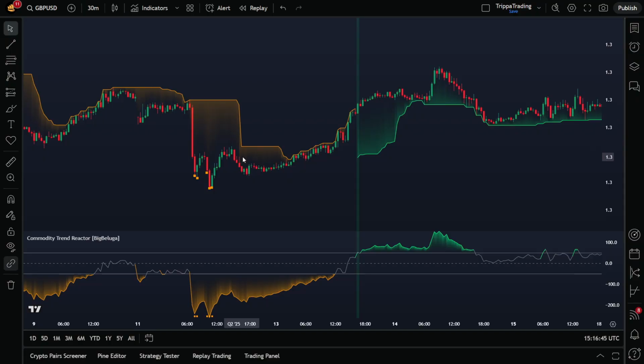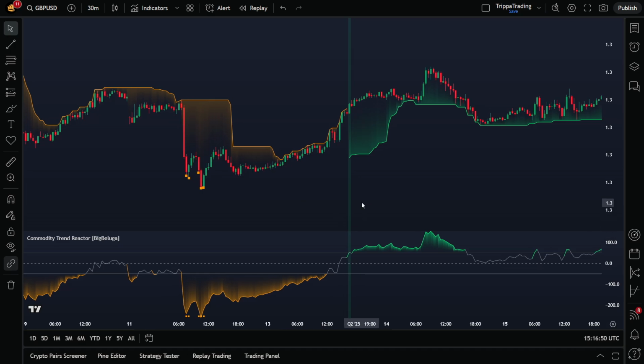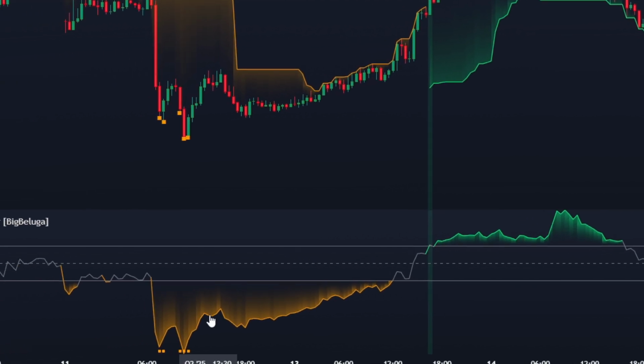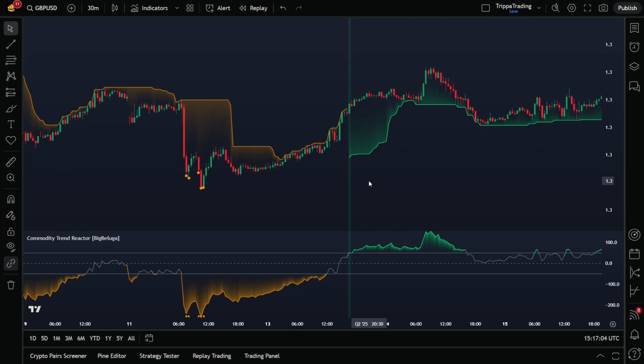Simple. Now, we're not using these levels as buy or sell signals directly. That's not what this indicator is for. It's for identifying the direction you should be trading in. So when the line is above 50, you only want to look for buy setups. When it's below -50, you only look for sell setups. That's it. But here's where this indicator gets really slick.